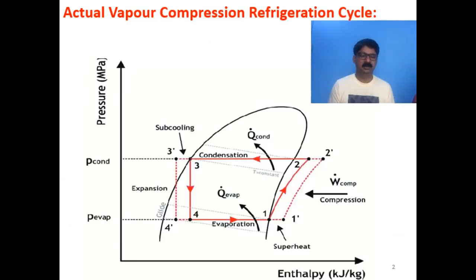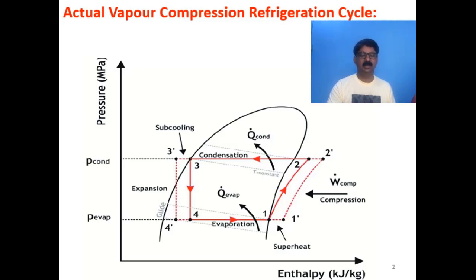So in the last two lectures we studied the ideal vapor compression cycle and analyzed the various components of the ideal vapor compression refrigeration cycle. Now in this lecture, first we will discuss the actual vapor compression refrigeration cycle. As you can see in the pH chart, there are some changes in the compression and the expansion process when compared to the ideal cycle.